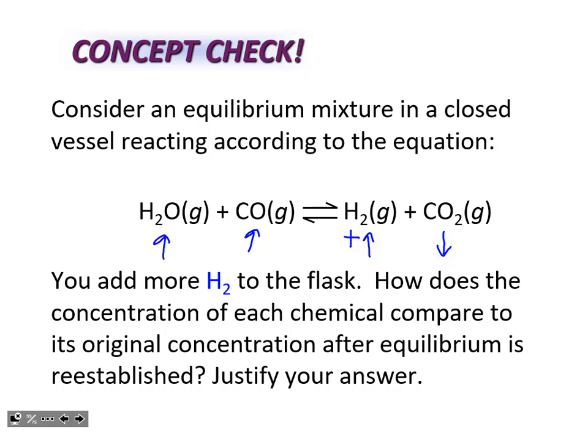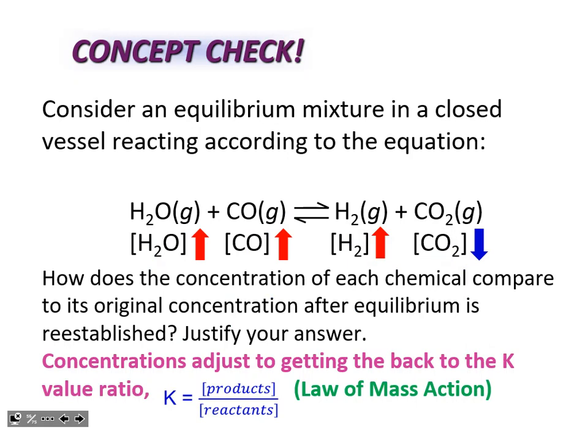Once again, it goes back to that idea that concentrations adjust, getting back to that K value ratio of products over reactants. These numbers, like this number here and this number here, are going to be different now, but when you divide it out, it's going to give us that original K ratio number. Okay?